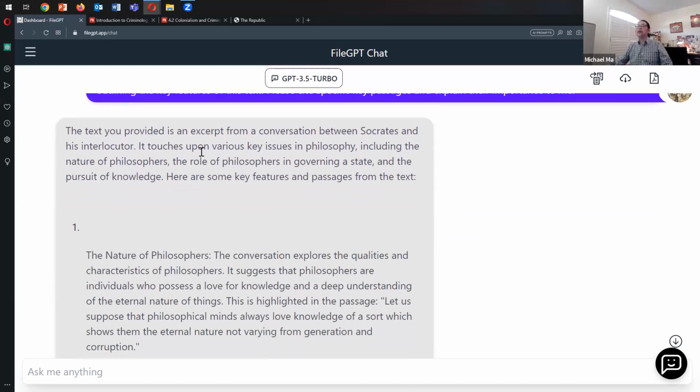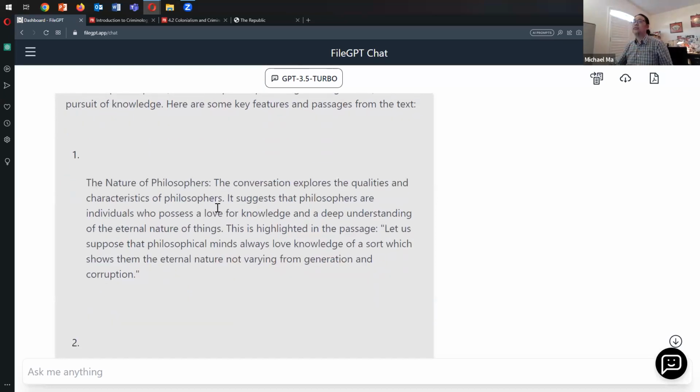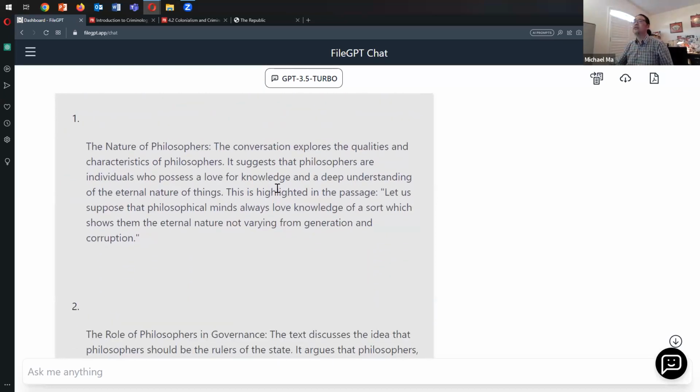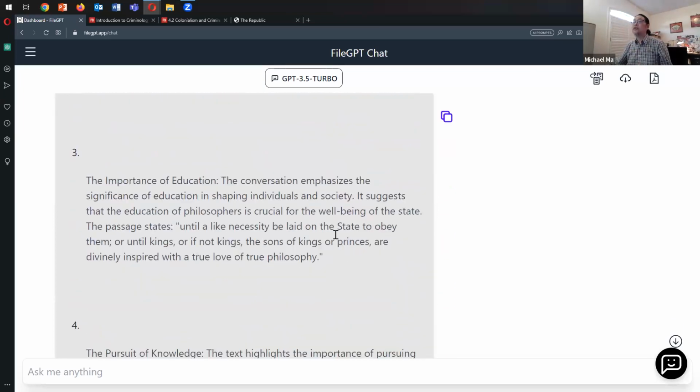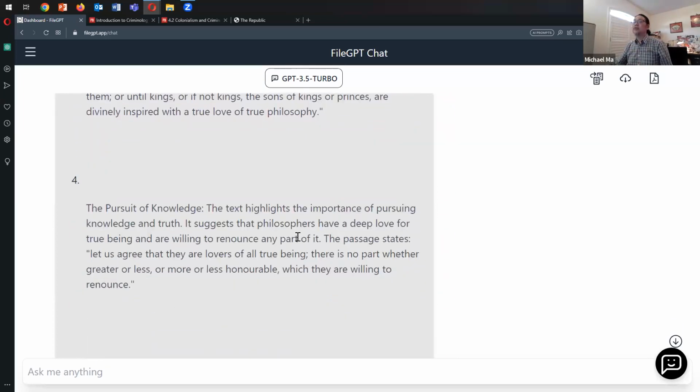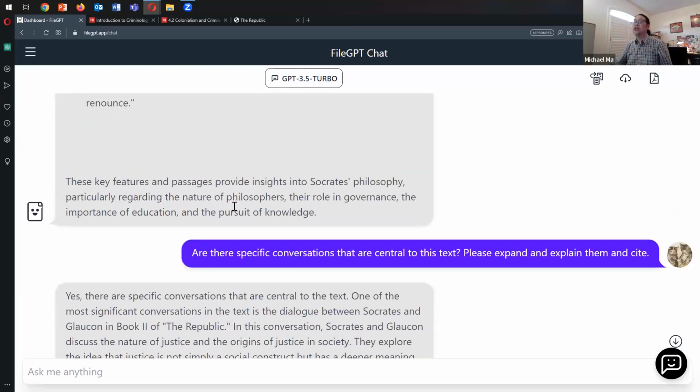Okay, so the text you provided is an excerpt from a conversation between Socrates and his interlocutor. It should be plural, interlocutors. It touches on a variety of philosophical issues. It says the nature of philosophers. Okay, yeah, the role of philosophers, yes, absolutely. The importance of education, the pursuit of knowledge. These are the key features and passages that provide insight into Socrates' philosophy.